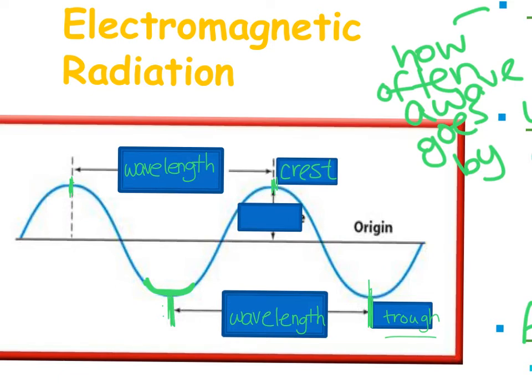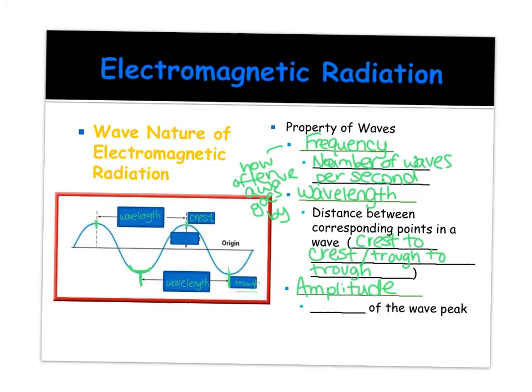Because really, if I start here and count the crest, that's only half a wavelength. So it's either crest to crest or trough to trough.